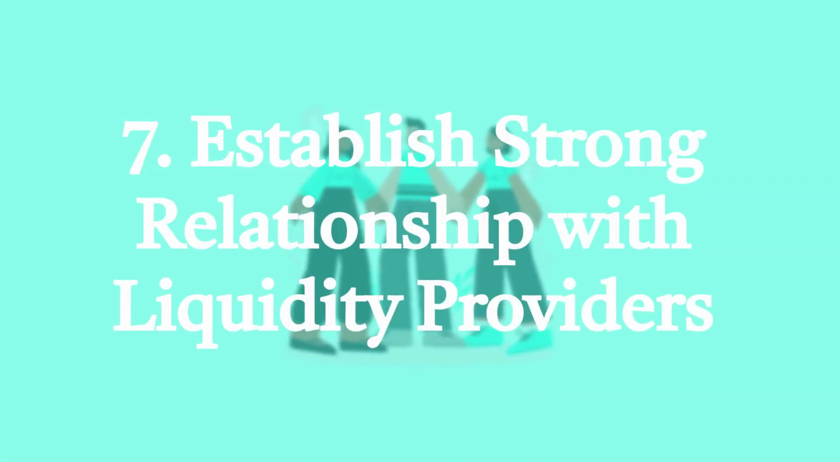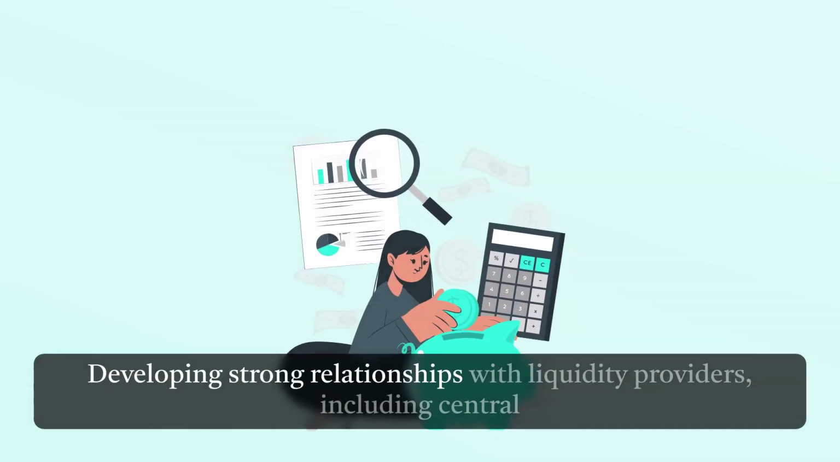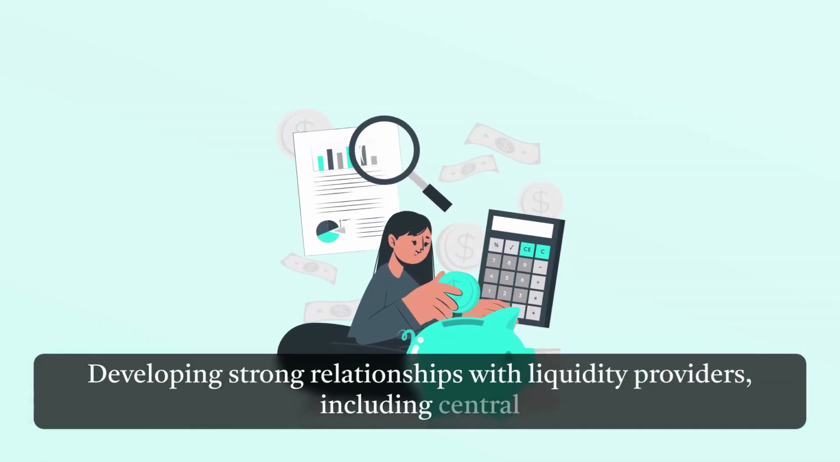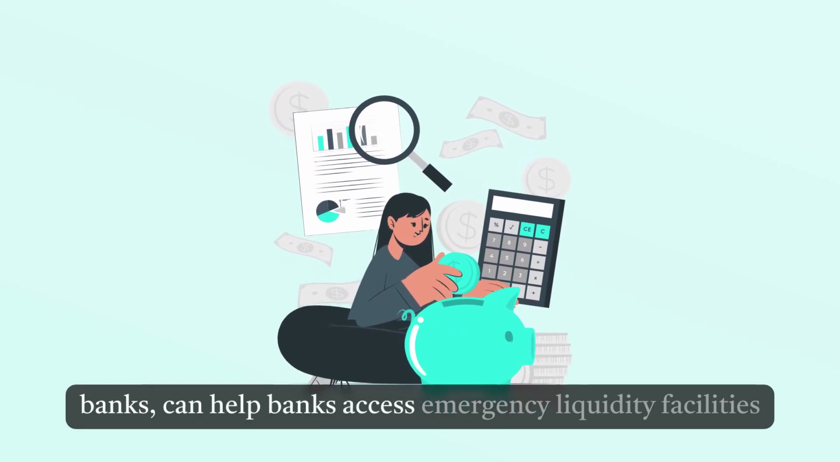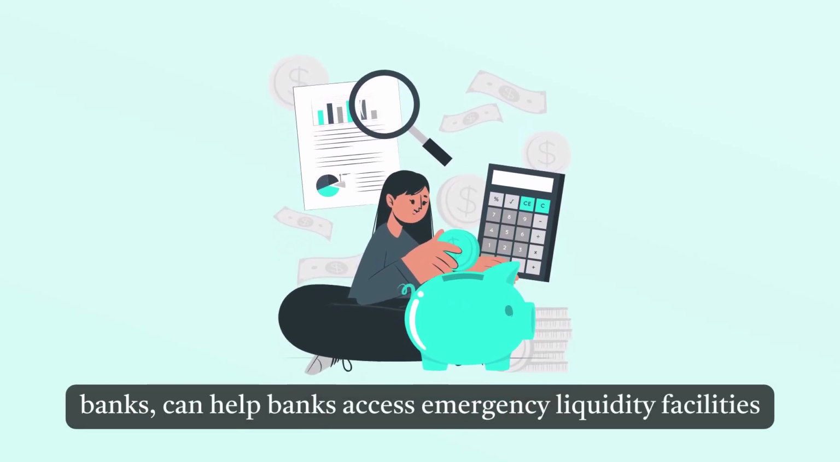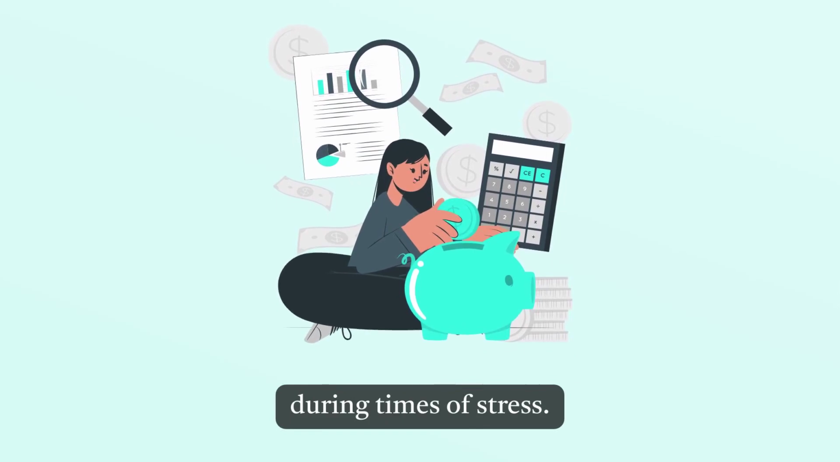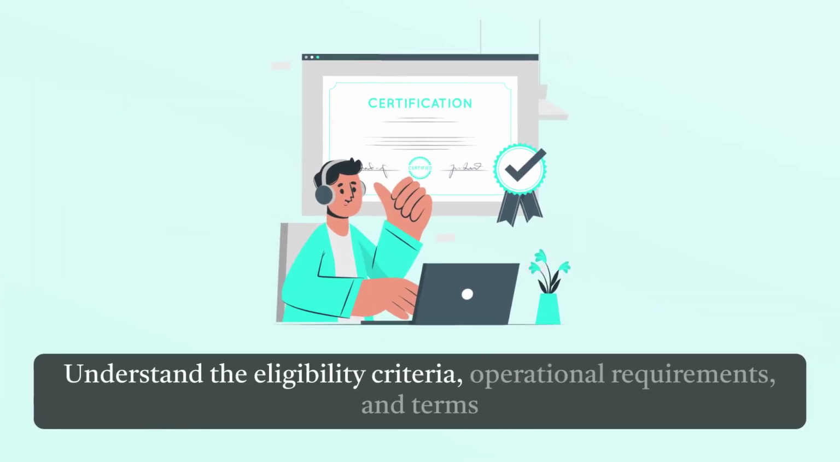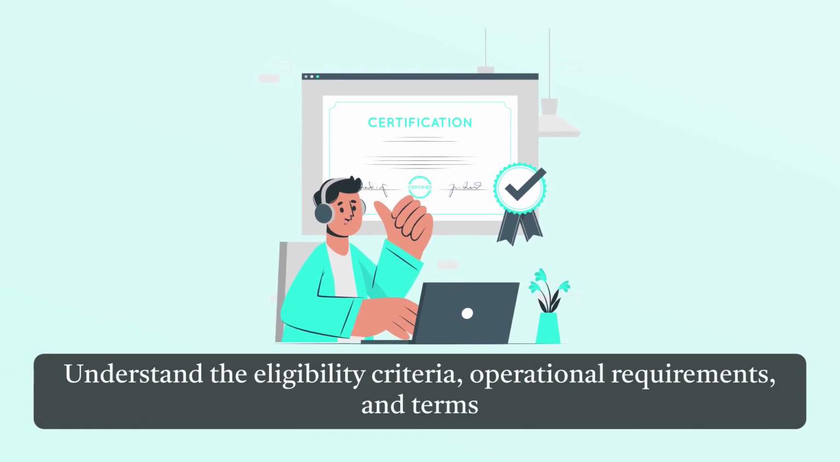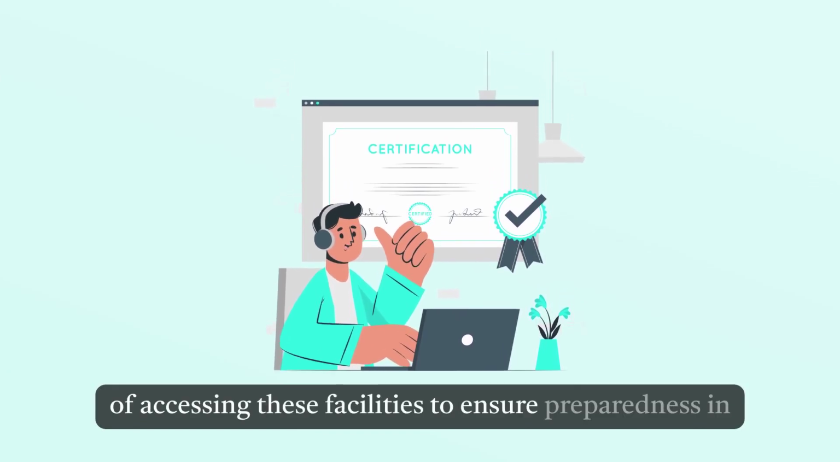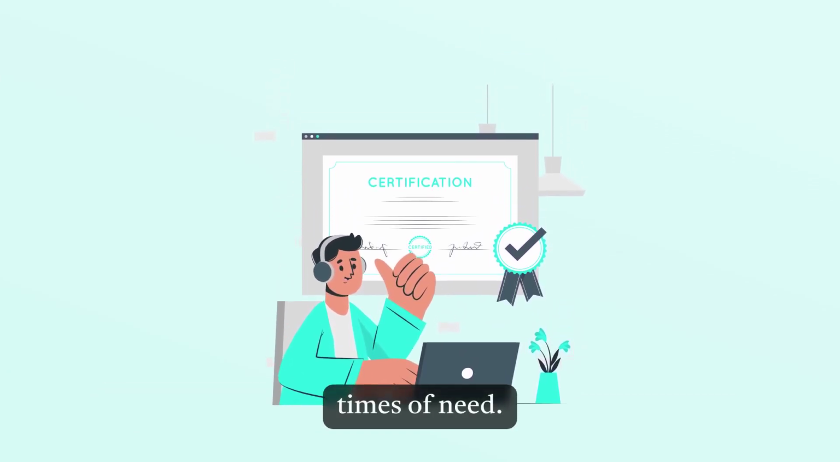7. Establish strong relationships with liquidity providers. Developing strong relationships with liquidity providers, including central banks, can help banks access emergency liquidity facilities during times of stress. Understand the eligibility criteria, operational requirements, and terms of accessing these facilities to ensure preparedness in times of need.